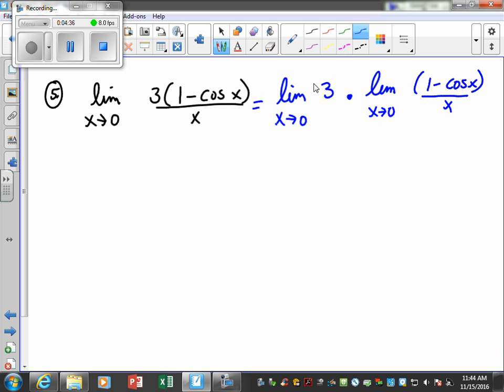So if we evaluate this limit, what is the limit of this? Just 3. Good. Now plug in a 0 over there. What's 1 minus 0?